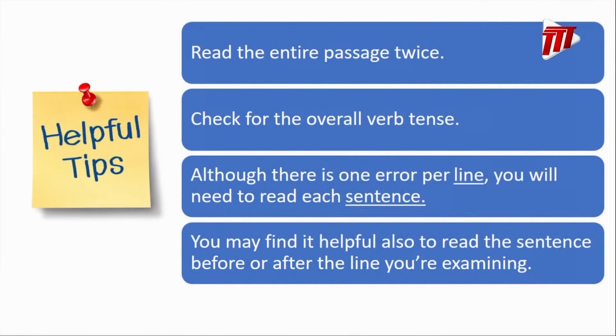Some helpful hints: read the passage at least twice, check for overall verb tense, all right? See how the passage is written, whether it's present tense, it's happening now, it happened already. This would help you in figuring out all the verbs and ensuring that they are correct as well. Although there is one error in the line, you have to read the sentence before and after as well to ensure you read exactly what you're examining. All right, so let's continue.